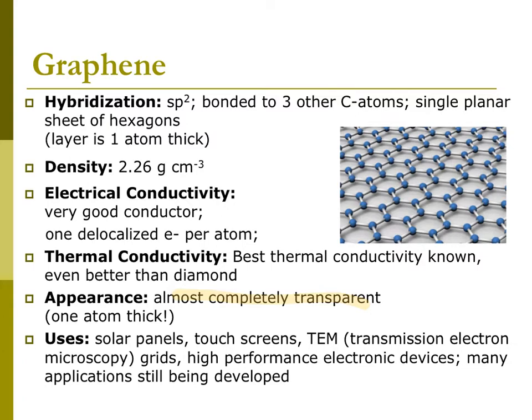It is a very good conductor of both electricity and especially of heat. So it even has a better thermal conductivity than diamond, the next shape that we're going to look at. Because it's such a good conductor, it's really good for things like solar panels. It's what makes the touch screens work on your phone. Very good for electrical devices, being able to conduct electricity so well.